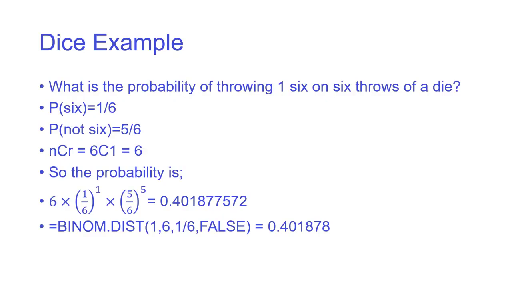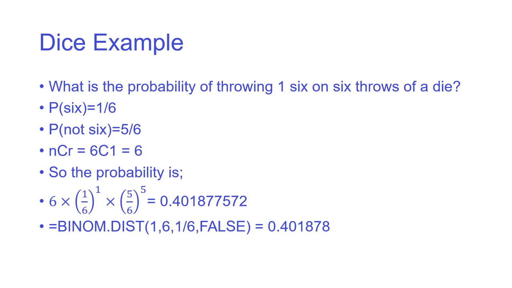So the total probability is worked out like this. It's 6, the number of ways that you can get it, multiplied by the probability that you get a 6, which is 1 over 6 to the power 1, because you're just looking for 1 six on those 6 dice, multiplied by 5 over 6 to the power 5, which equals 0.401877572.